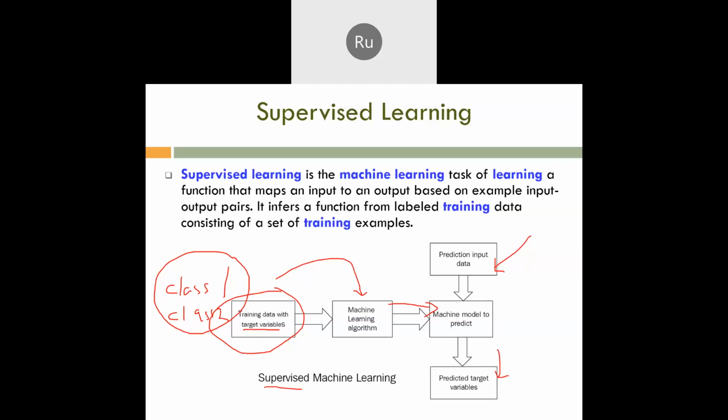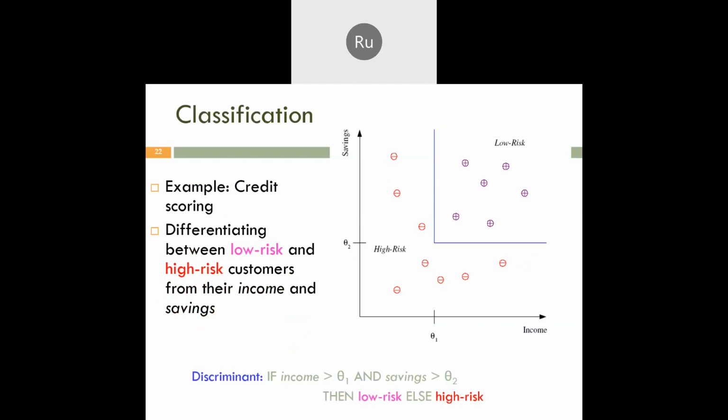Okay, if we compare with unsupervised, that is the next stage. This is still supervised because we have the label, positive and negative. So we should be able to draw the line to separate the two labels, positive and negative. So this one, we say if the income is over theta 1 and the saving is over theta 2, then they are low risk. Else we have the high risk customer.